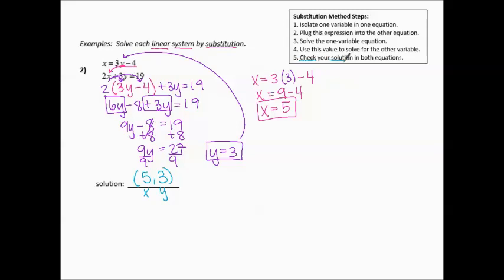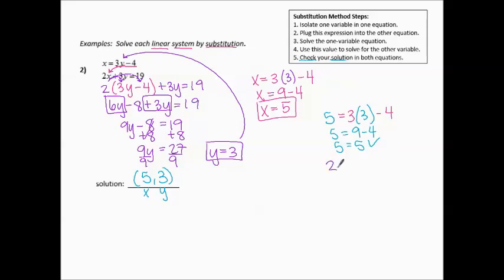We can see here our last step is to check our solution. Let's go ahead and check real quick, just like we did in our last lesson. We're going to check to see if this point works for both of these. So I have my x equals, so 5 equals 3 times my y, which is 3, minus 4. So I get 5 equals 9 minus 4. Well, that one works.